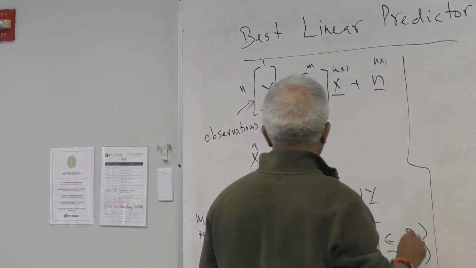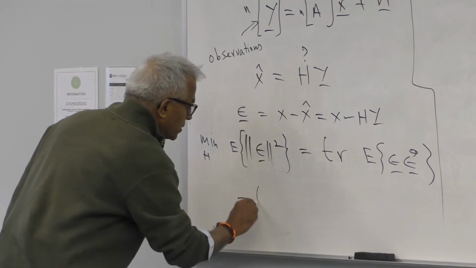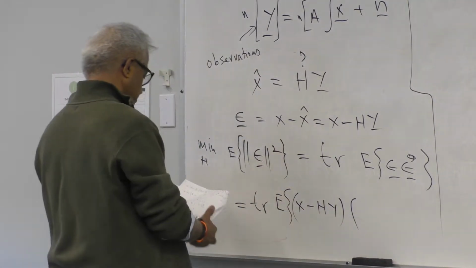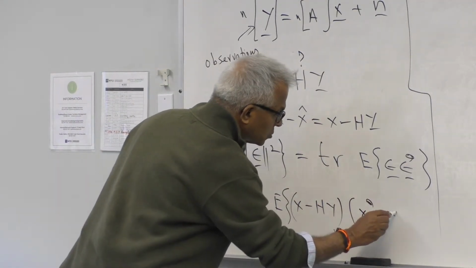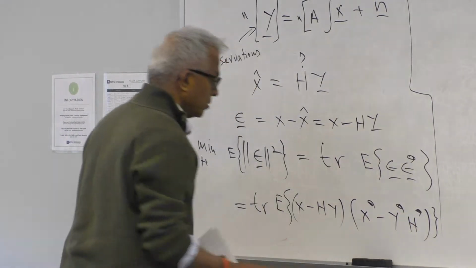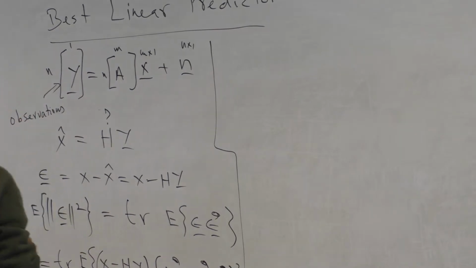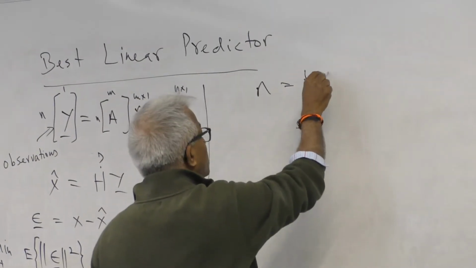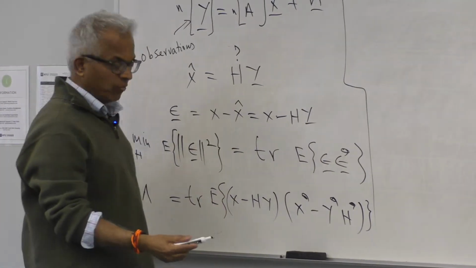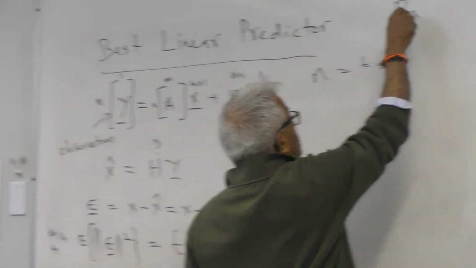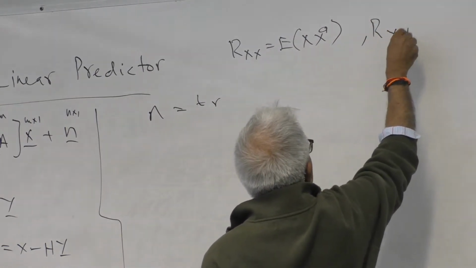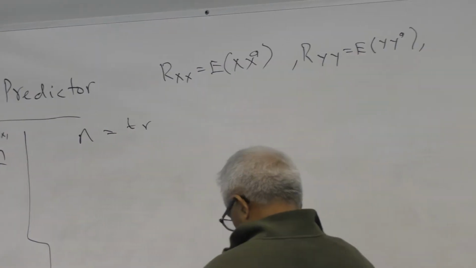So let me pick it up. If epsilon is here, this is going to be a trace of the expected value of x minus Hy multiplied by its conjugate transpose, that's x star minus y star H star. So let me call this lambda, so that's easy. Lambda is a trace of, of course it's a quadratic, if you expand, four terms. I'm going to call Rxx the expected value of xx transpose. Then you have Ryy, the expected value of yy transpose. Then Rxy, I think.